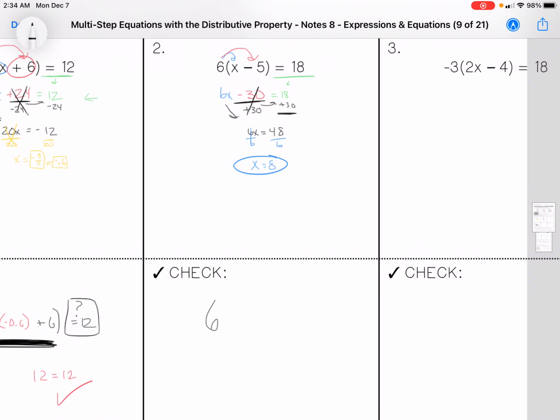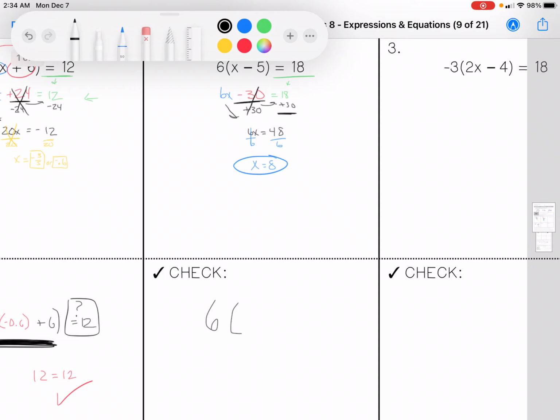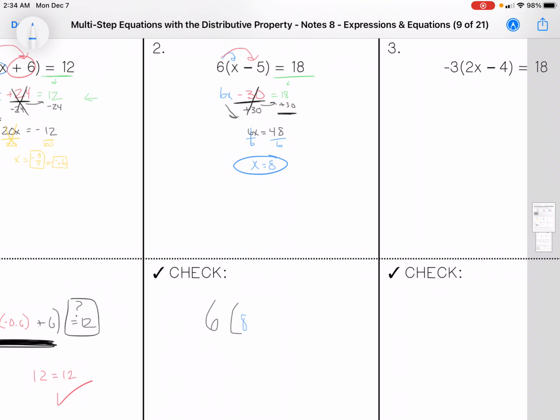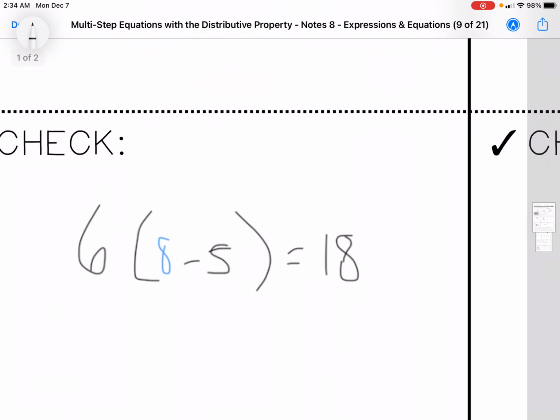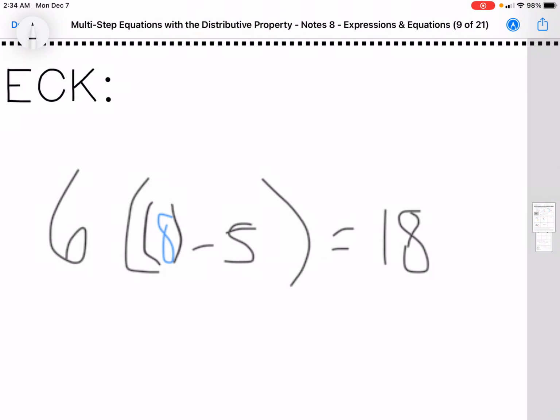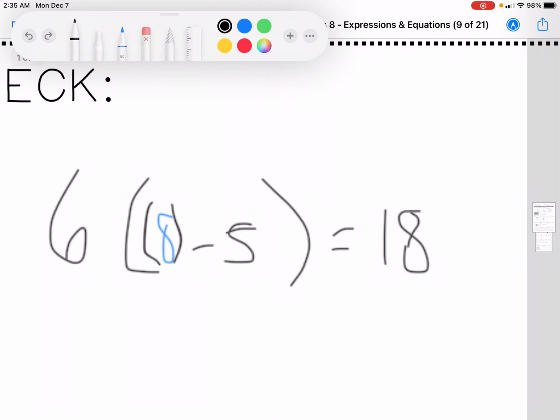So we got 6. I plug the 8 where x was, so I'm going to write it in blue there. Minus 5 equals 18. Some of you are saying, why did you not put that in parentheses, Coach? Well, what am I multiplying it by? You don't multiply it by that negative 5. That's a minus 5. There's nothing to multiply it with right there. Remember there's a 1 understood to be outside. So let's just erase those parentheses inside.